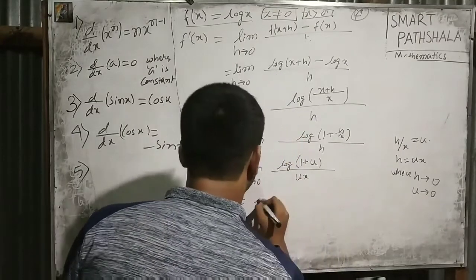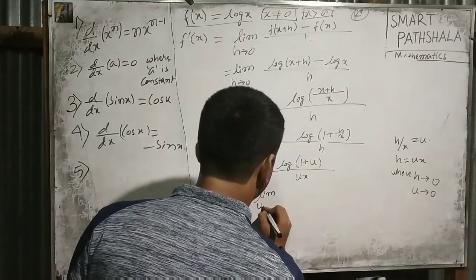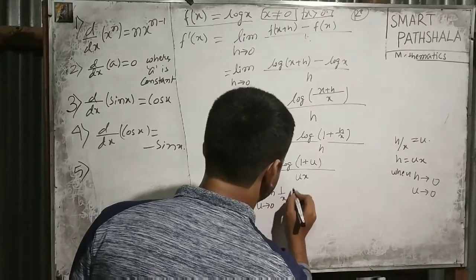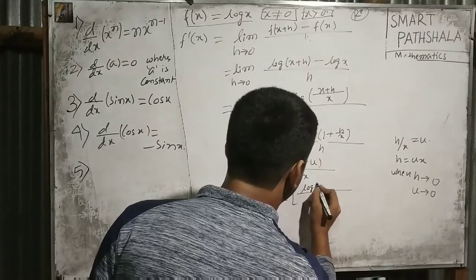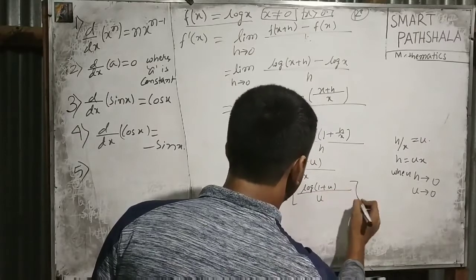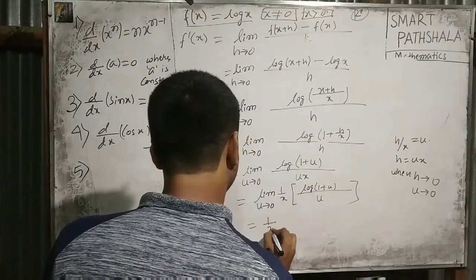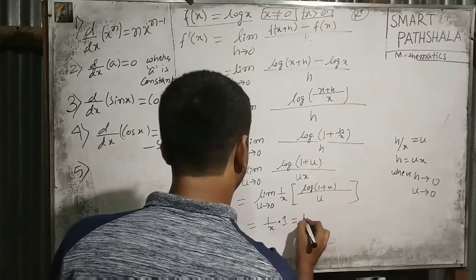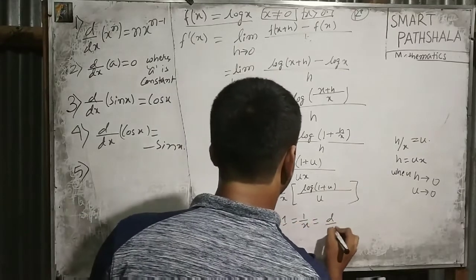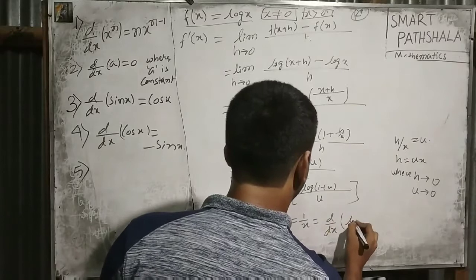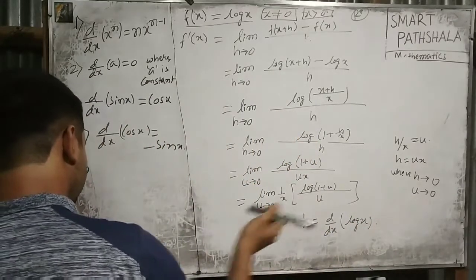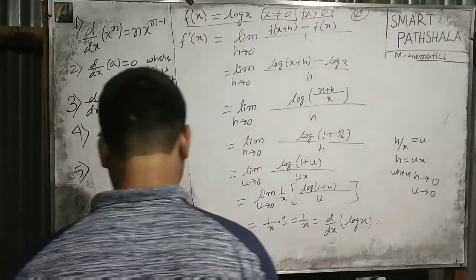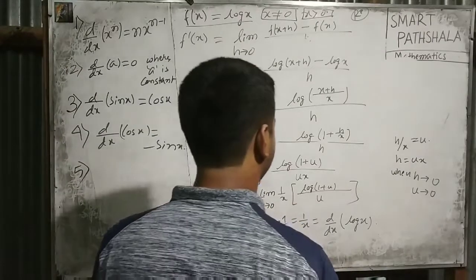Okay, now this x does not come into play in this question. This is x into u by log of 1 plus u, right? So what we have is 1 by x into 1. This is nothing but the differentiation of log of x, right? Note down this formula. This is one of the very important formulas.